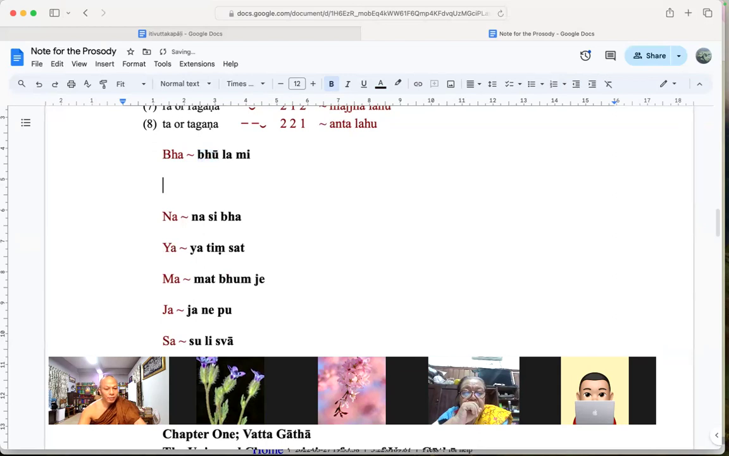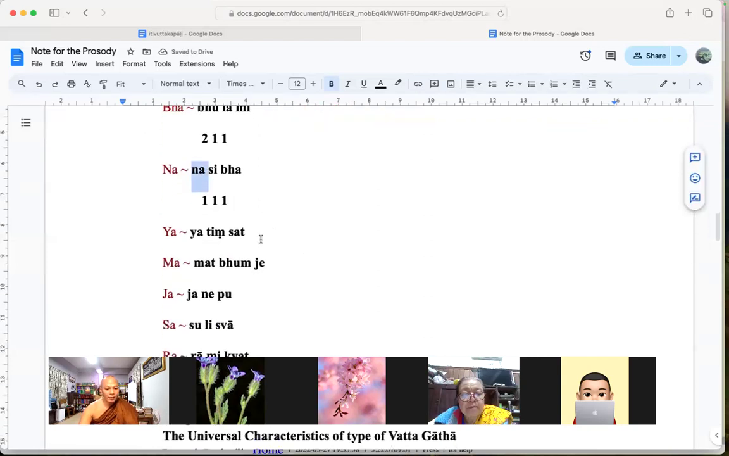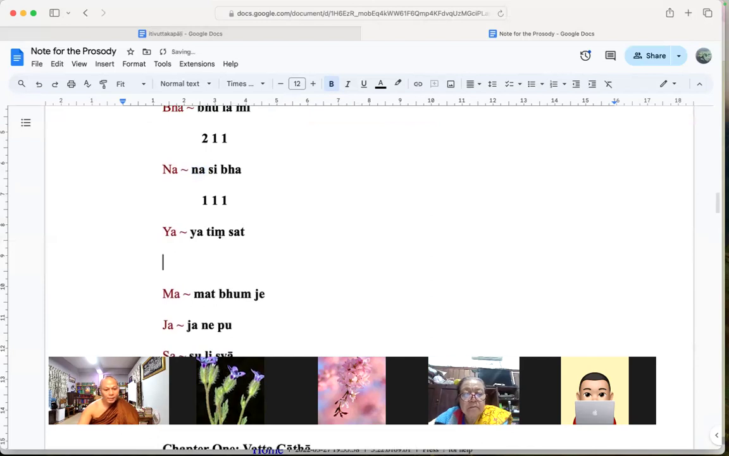So in this way, 2, 1, 1. And then Nagana: Na is 1, Si is 1, Ba is 1. Na means Nagana. And then Ya, Dain, Sat. Ya also means Lahu, 1. Dame is ending in a consonant, Negita.